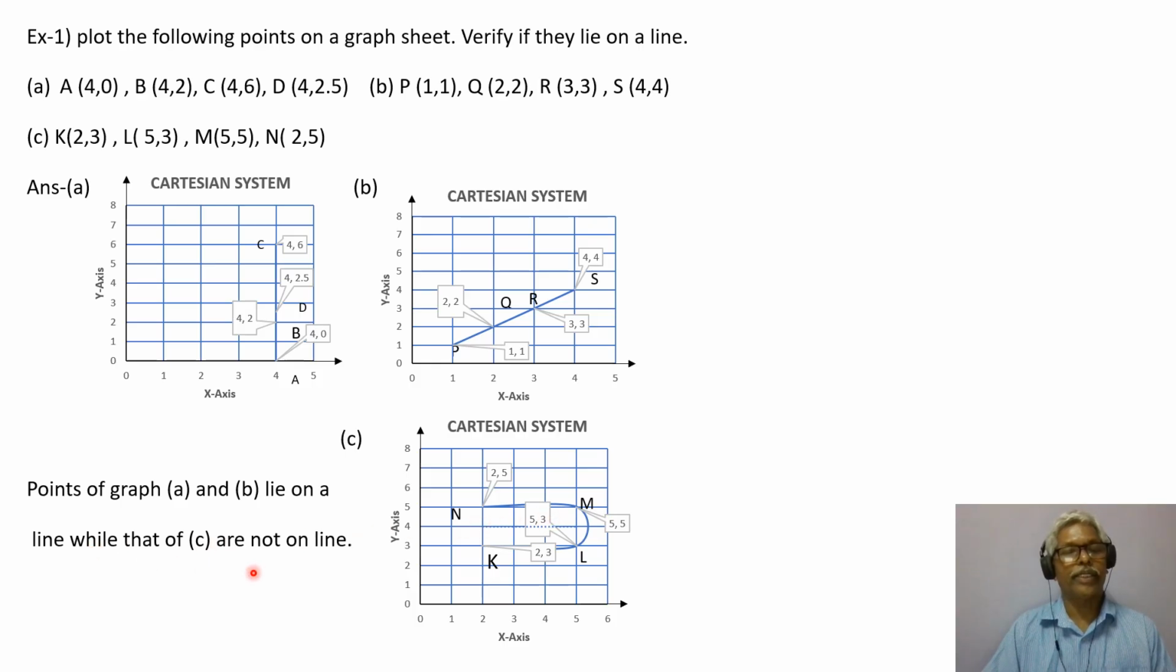Okay, so if you mention that, because we have to verify if they lie on a line, that is the answer. So we go to this comment: plotted points of graph A and B lie on a line while that of C are not on a line. Okay, this sentence completes your answer. Okay, so we move ahead.